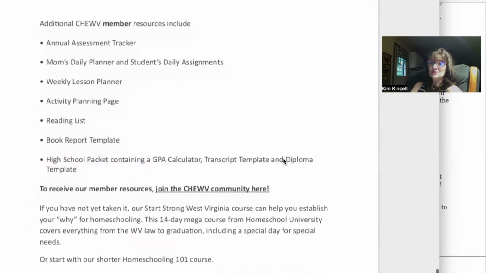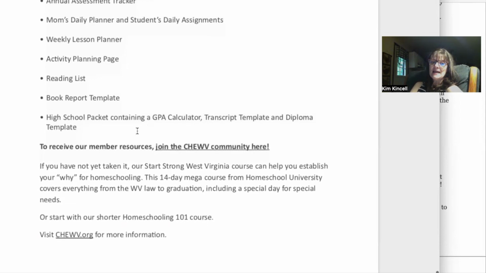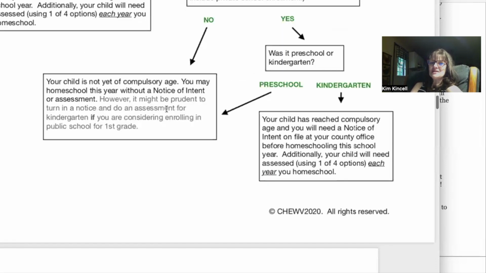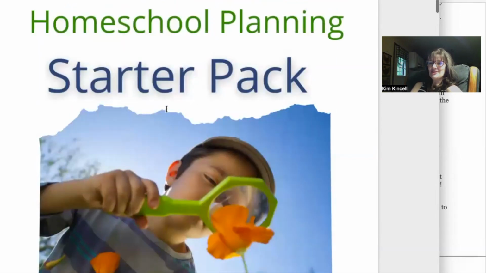There are other member resources that CHEF has. There are other forms that we have available. Most of them are member resources, so you have to be a CHEF member in order to have access. But this is a great resource here, the annual assessment tracker. There is a daily planner, students' daily assignments, weekly lesson planners, activity planning pages, a form to use to list the books read in a particular year, a book report template, and a high school packet. So all of those resources are available for CHEF members. This is just the one that we offer absolutely free for everyone who's starting to homeschool.